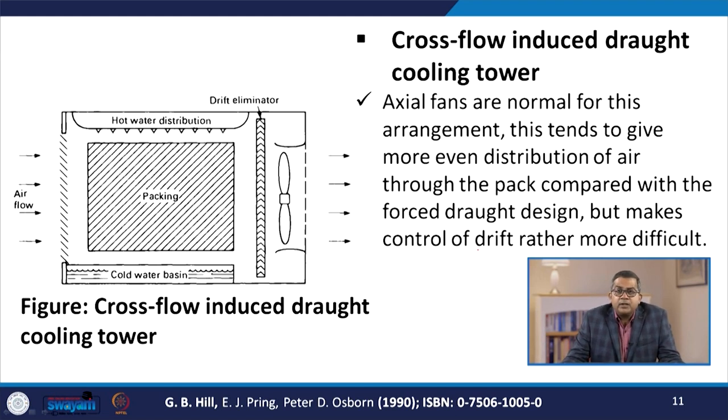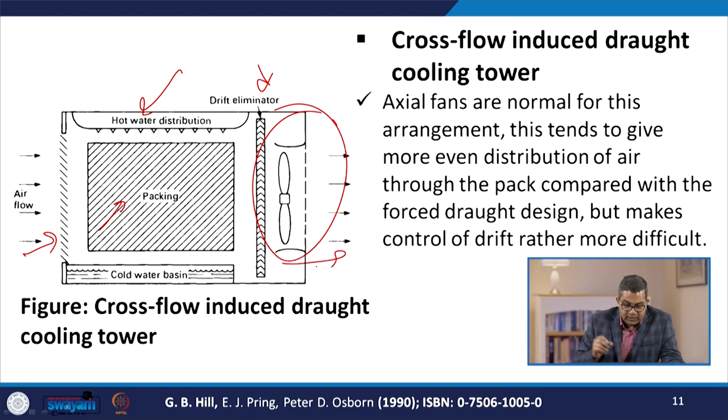Now, let us talk about the cross flow induced draught cooling tower. Here the axial fan is normal for this arrangement, and this tends to give more even distribution of air through the pack compared with the forced draught design, but makes the control of drift rather more difficult. Here you see that this is the airflow, and this is the packing, and as usual we are having the hot water distribution with the drift eliminator. Here this is the axial fan at the end of this airflow.